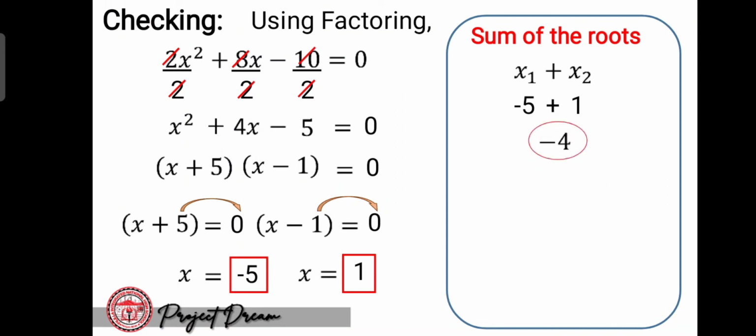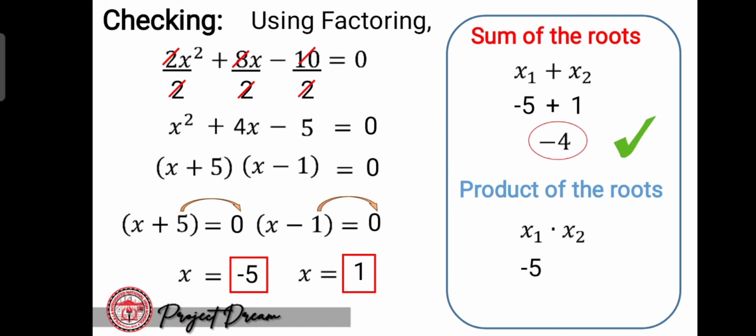So, as you can see, it is the same with our answer a while ago, using the formula of the sum of the roots. How about the product of the roots? Just write x sub 1 times x sub 2, then substitute the value of x sub 1, which is negative 5, times the value of x sub 2, which is 1, and then multiply it. The answer is negative 5. So, as you can see, the answer is also the same as a while ago when we used the formula for the product of the roots.